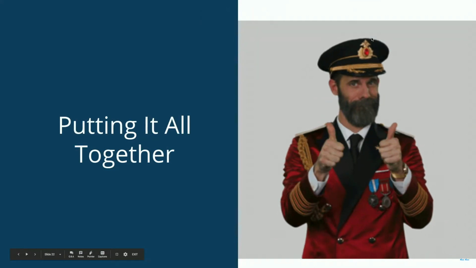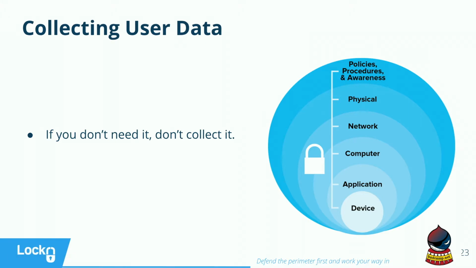Putting it all back together. First things first, if you don't need it, don't collect it. These are all the layers that we go through. We call it defense in depth. You've got your device, your application, computer, network, your physical, your policies, your procedures. You've got all these different layers, all these different places where data can be stored. If you don't need it, don't collect it. If you're just getting somebody's social security number because you might need it in the future, don't.